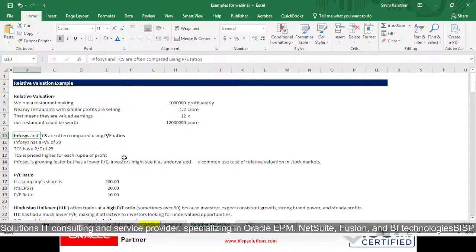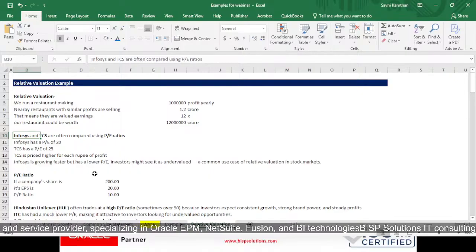Infosys and TCS are often compared using the PE ratio. If Infosys has a PE ratio of 20 and TCS has a PE of 25, it shows TCS is priced higher for each rupee of profit. If Infosys is growing faster but has a lower PE, investors might see it as undervalued, a common use case of relative valuation in stock markets. So relative valuation helps investors, analysts, and business owners quickly gauge value by what others are worth, right?